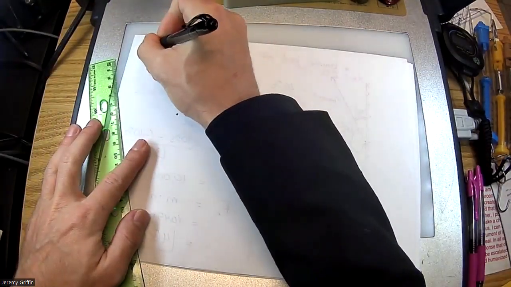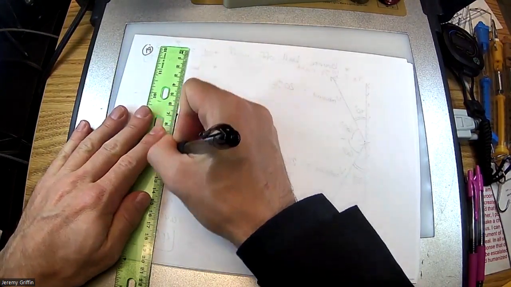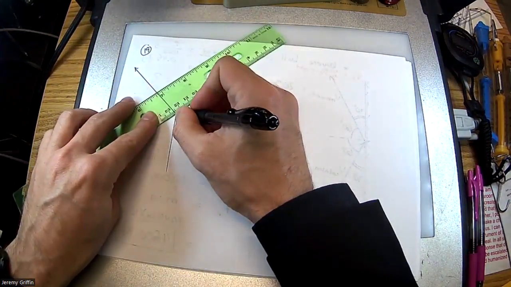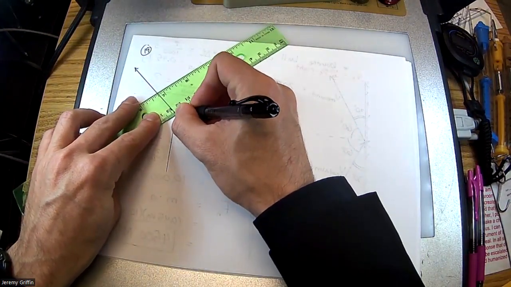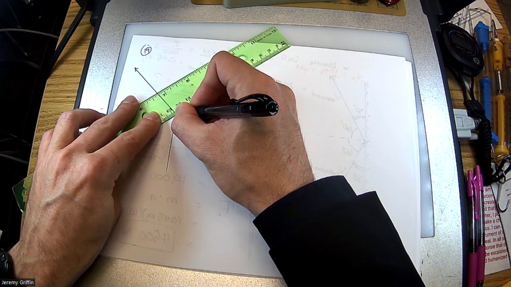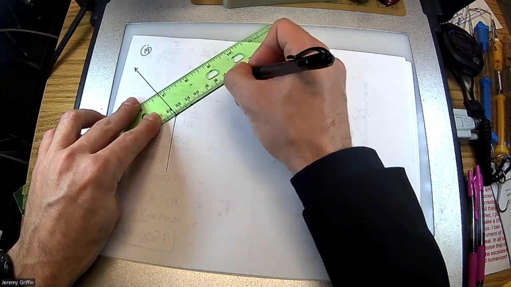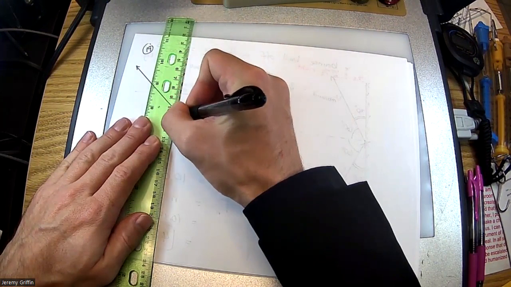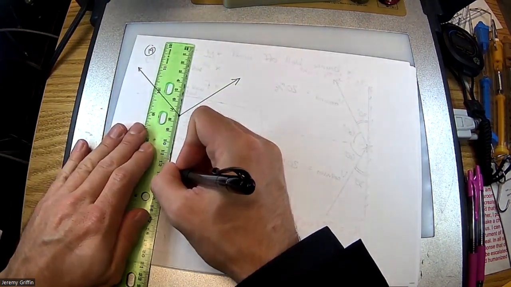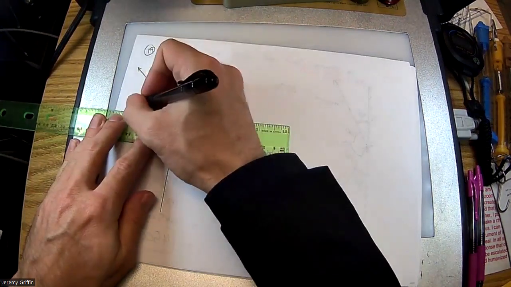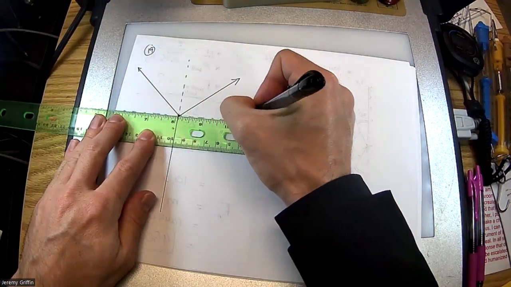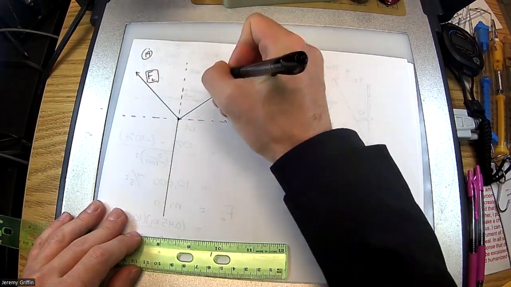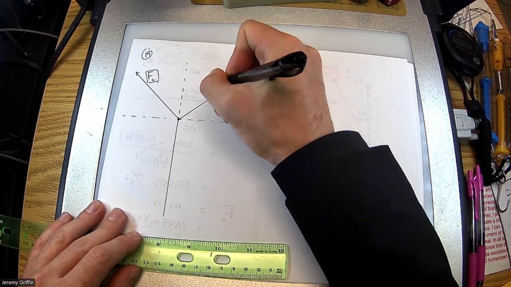It's a number 19 type. Maybe something like this. So do a Cartesian system. I'll call this the force on the left. I'll call this one the force on the right, which are two different values.